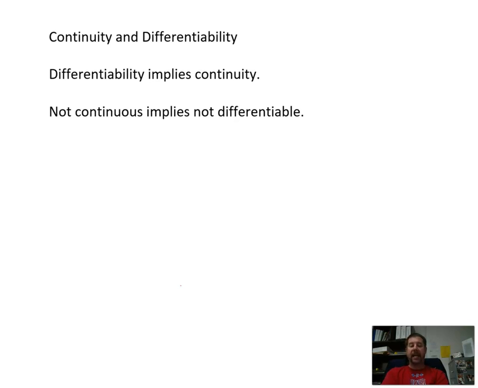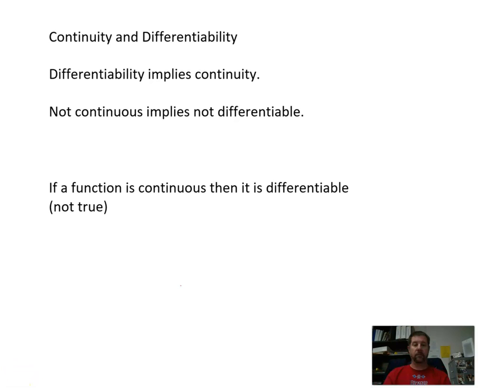However, we've got to be careful because of the converse and inverse of the original statement. If a function is differentiable, then it is continuous. The converse of that statement is if a function is continuous, then it is differentiable. Okay, and that's not true. Again, the converse, remember, we just switched the order. Just because a function is continuous doesn't mean it's differentiable.